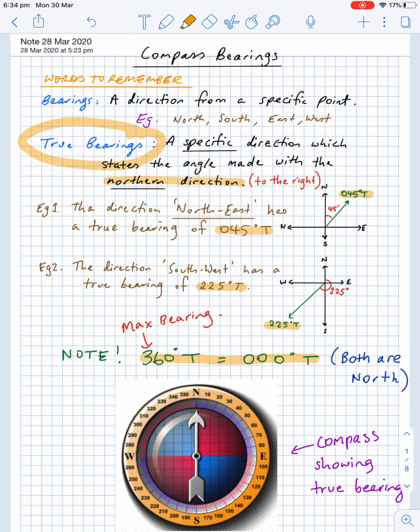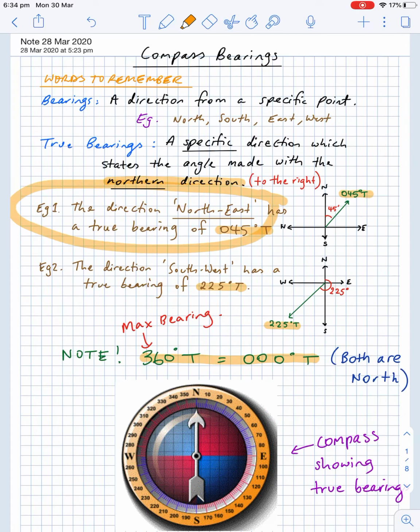Now we're going into a little bit more detail today. We've got true bearings. True bearings is a type of bearing which gives you a specific direction, which states the angle made with the northern direction. So it's very specific because you're dealing with a certain sort of angle that you make with the northern line, and it's always going to the right of that northern line.